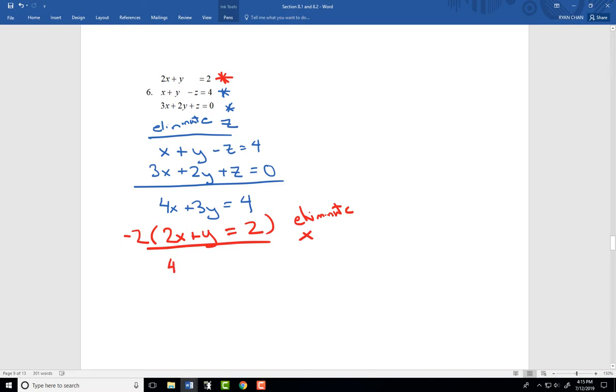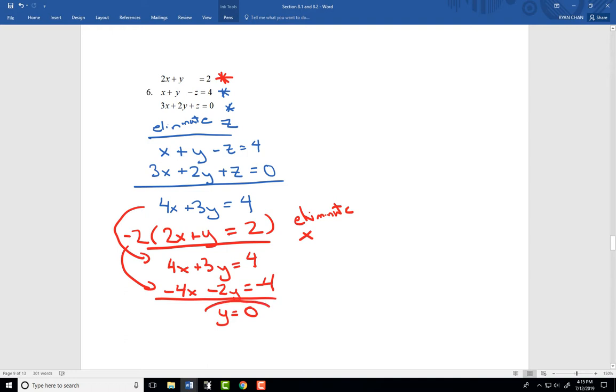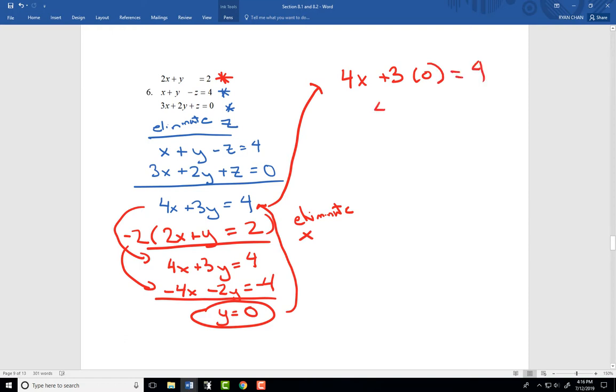So this becomes 4x plus 3y equals 4. Sorry, I'm just copying this down. And this becomes -4x minus 2y is equal to -4. So I have y is equal to 0. Okay, so now I'm going to plug into my 2D equation, the one with 2x2's. So this is going to be 4x plus 3 times 0 is equal to 4. 4x is equal to 4. Divide both sides by 4.